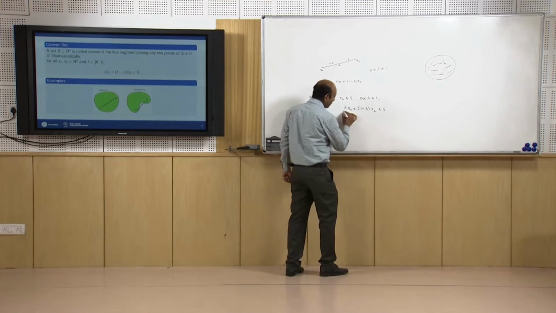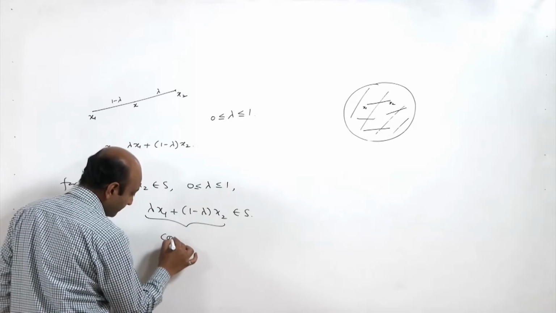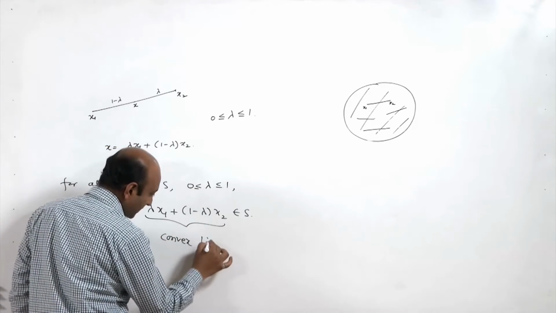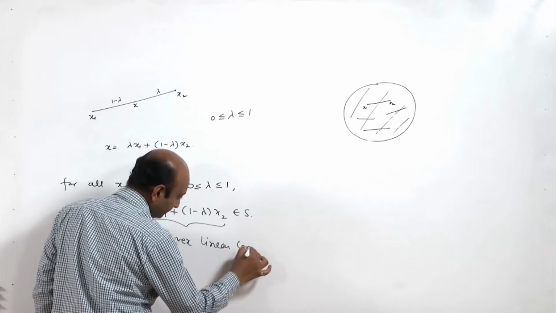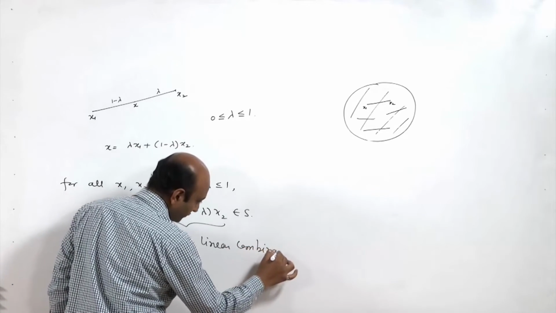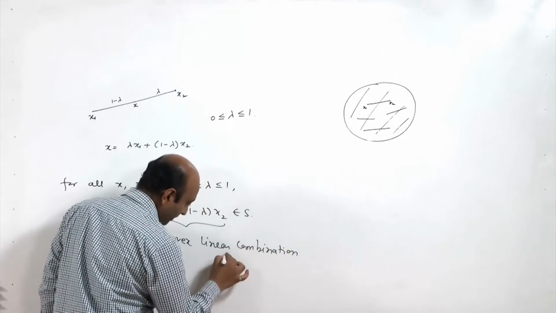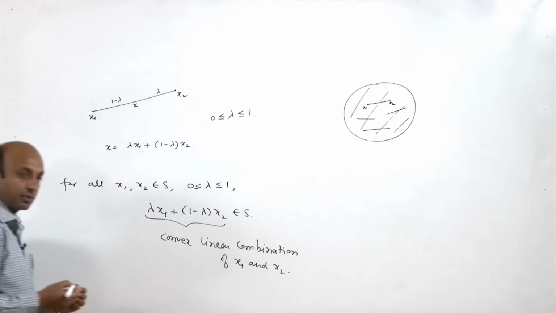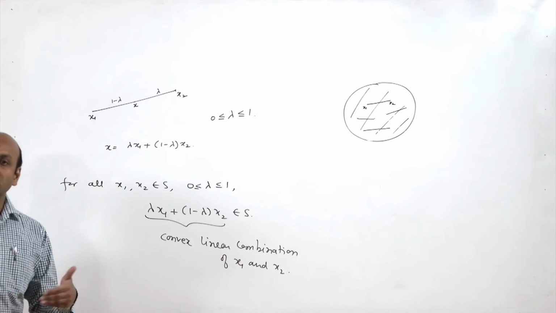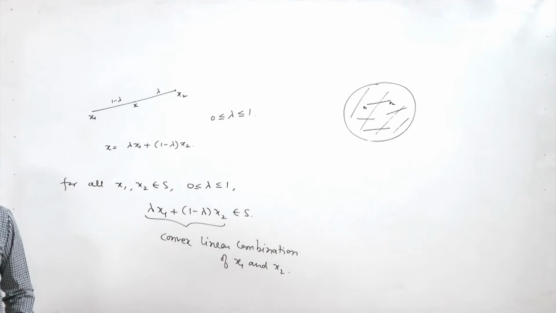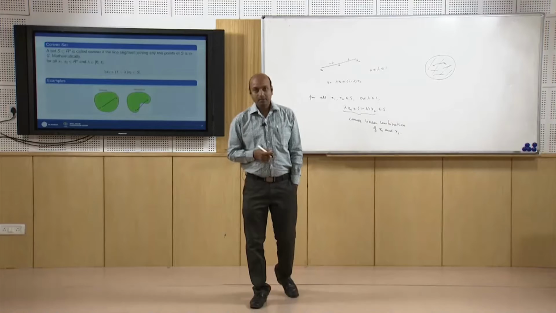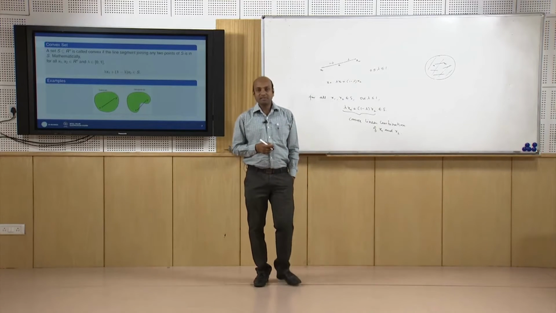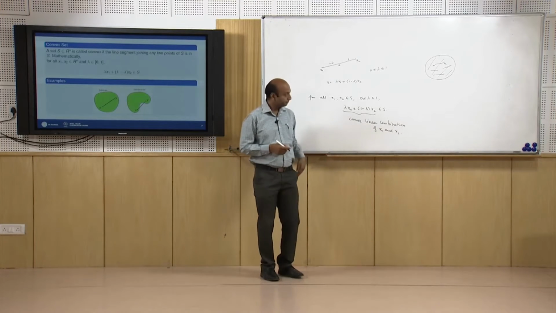So, sometimes we call it the convex linear combination of x1 and x2. So, we can also define a convex set like this. Okay, take any 2 arbitrary points in S, the convex linear combination of the points must be in S. If this property holds, then we say that the set is convex.